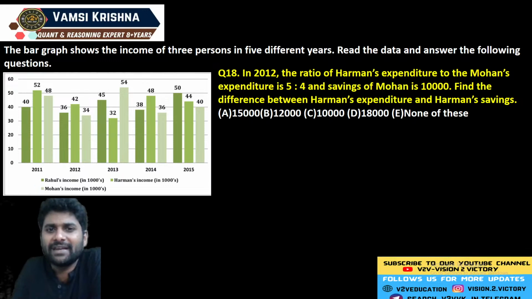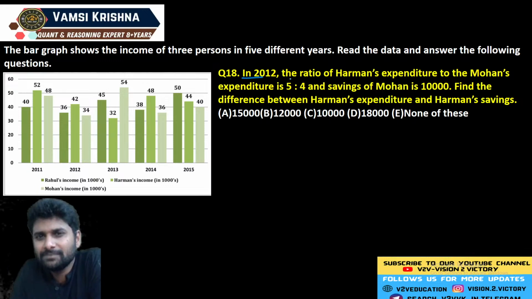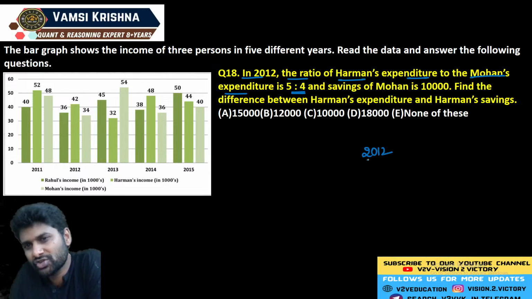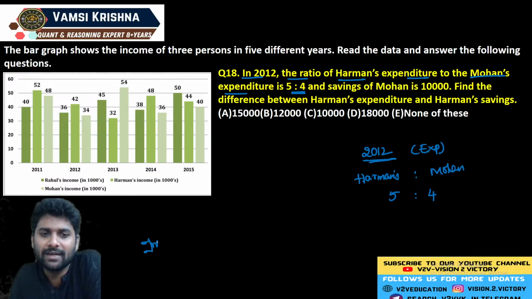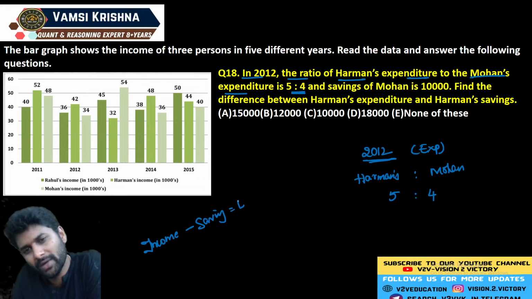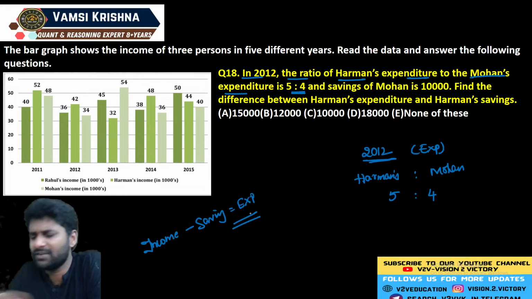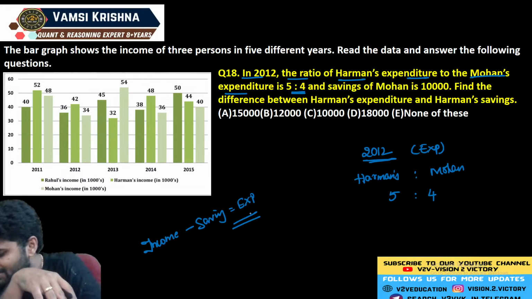Now go through the main data. In 2012, the ratio of Harman's expenditure to Mohan's expenditure is 5 is to 4. Guys, here the data is for 2012, and they are discussing the expenditure of Harman and Mohan. It is in the ratio of 5 is to 4. And you know the relation, guys: income minus savings is equal to expenditure. So based on the information, you can interchange all the data.